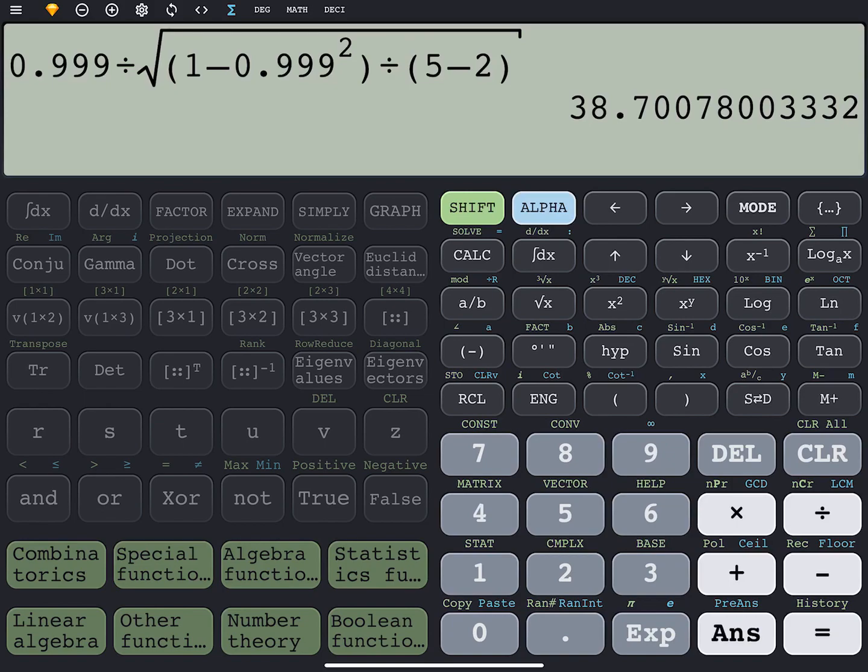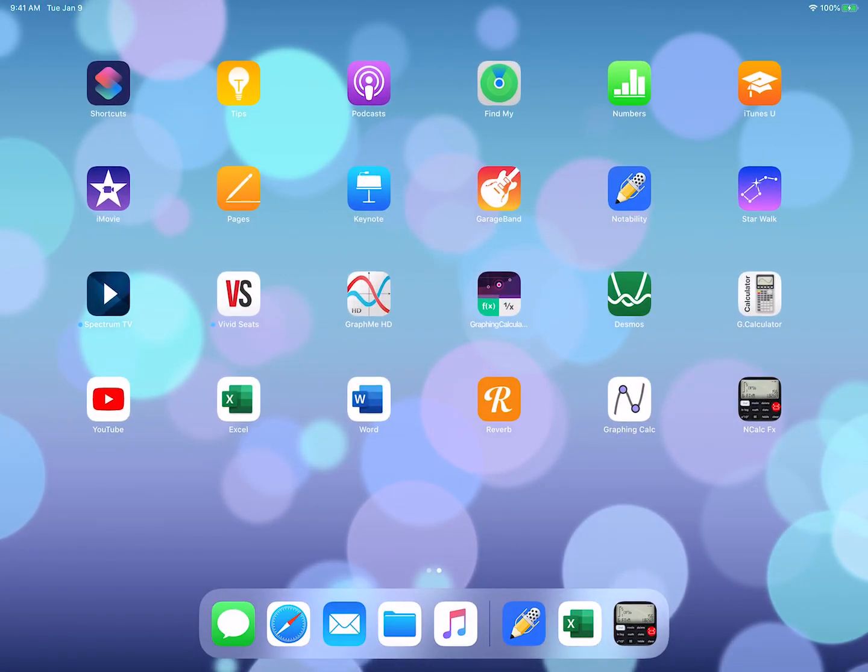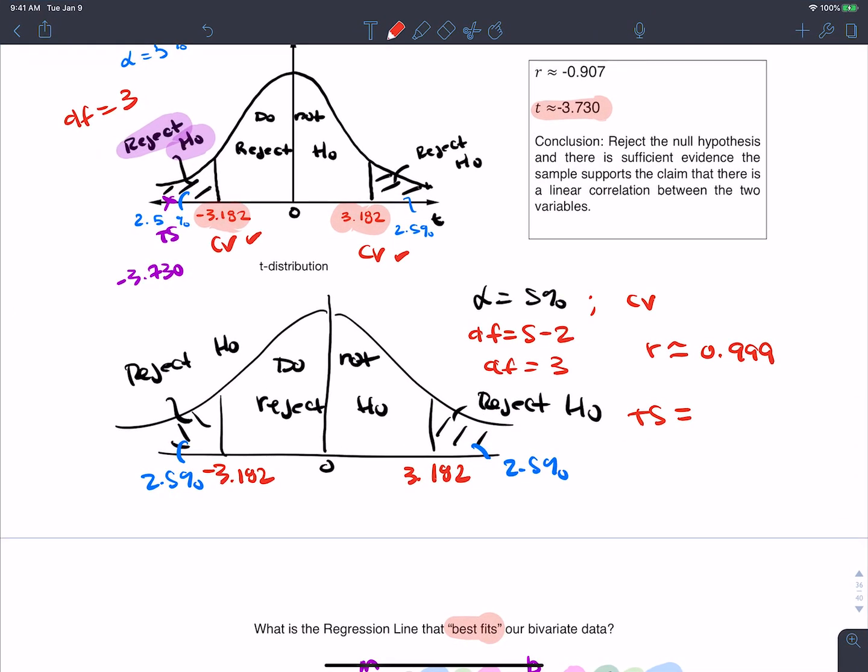38.701? What do you guys think? Is that what we get? Double check. Did you guys get this in your calculator too? Yes. Check that in your calculator. You get 38.701. 38.701. Double check that for me, please. Good. Look at this. This is what we're getting here.